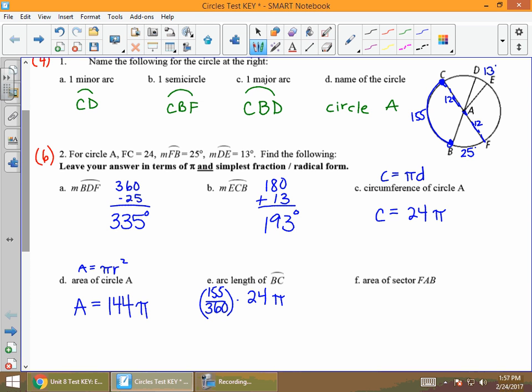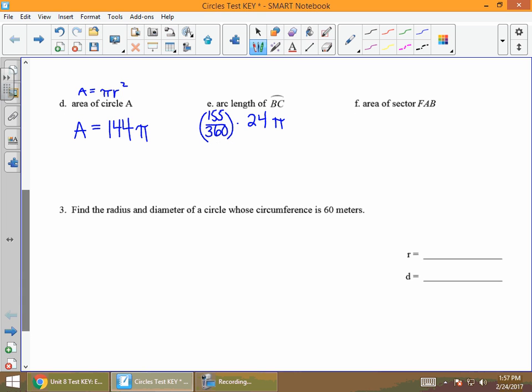And then I just type that into a calculator and leave my answer as a fraction. 155 times 24, and then divide by 360 is 31 over 3. So this is 31 over 3 pi as a final answer.